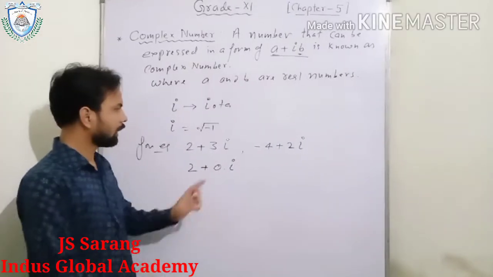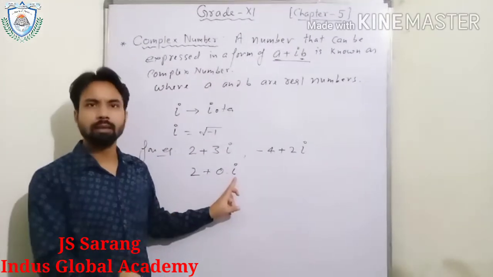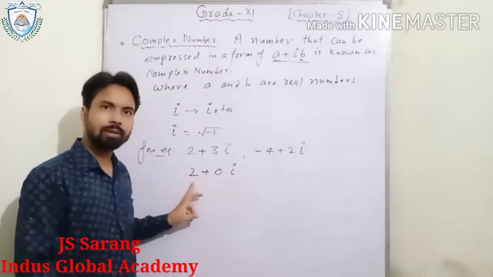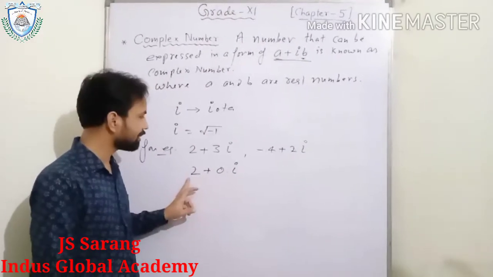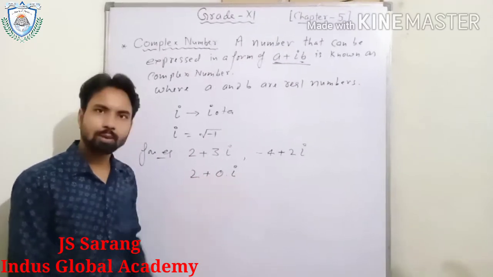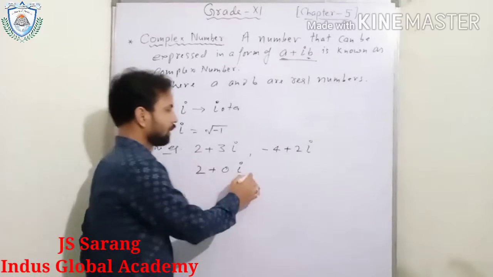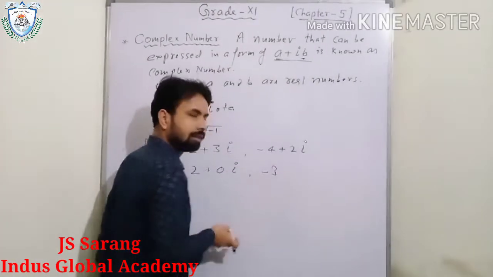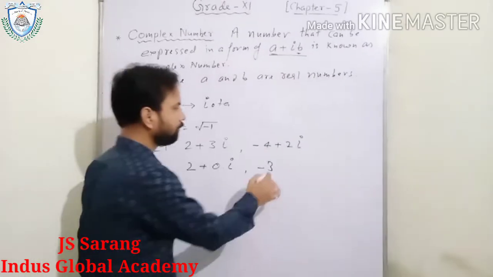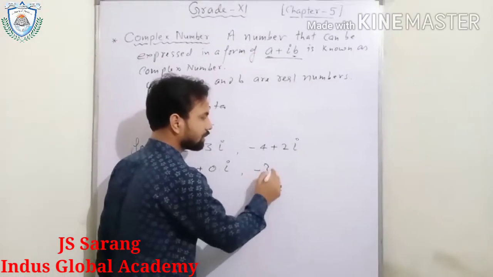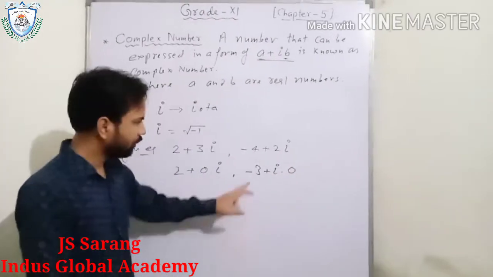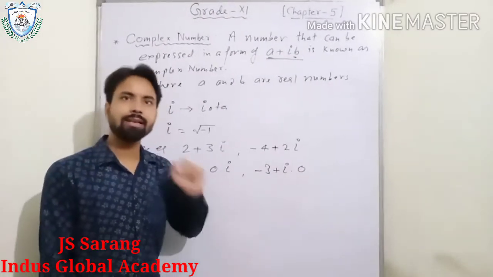We know that the product of 0 with any number gives you 0. So 0 into iota will be 0, and 0 plus 2 is 2. So that means this is in the form of a plus ib. So 2 is also a complex number. Minus 3 is also a complex number because this can be written in the form of a plus ib, where a is minus 3 plus i into b, where b is 0. So this is also a complex number.